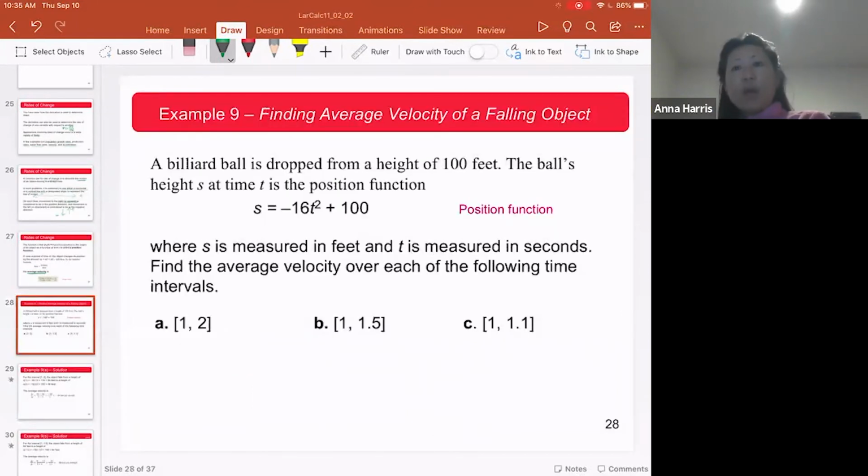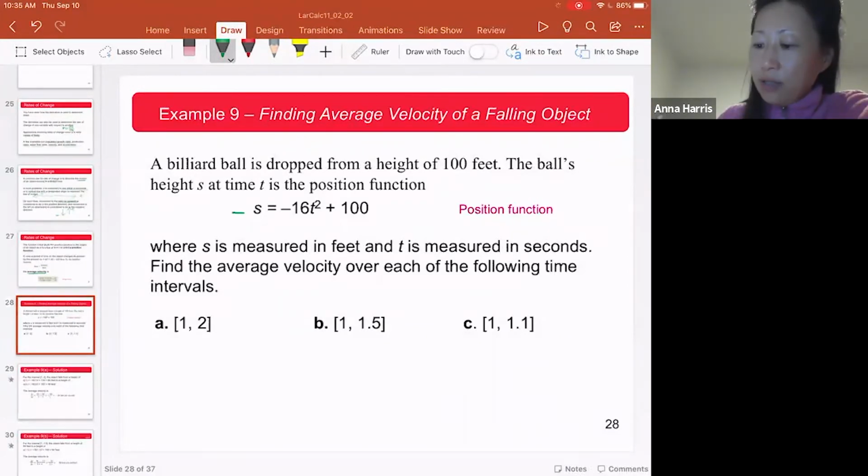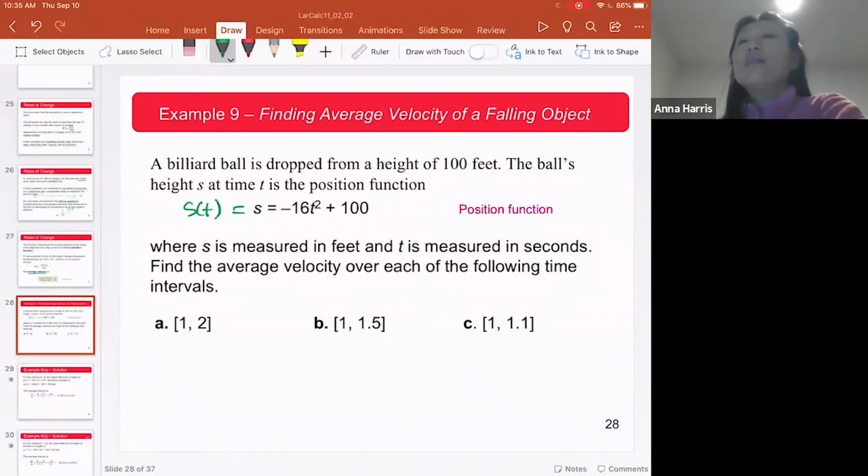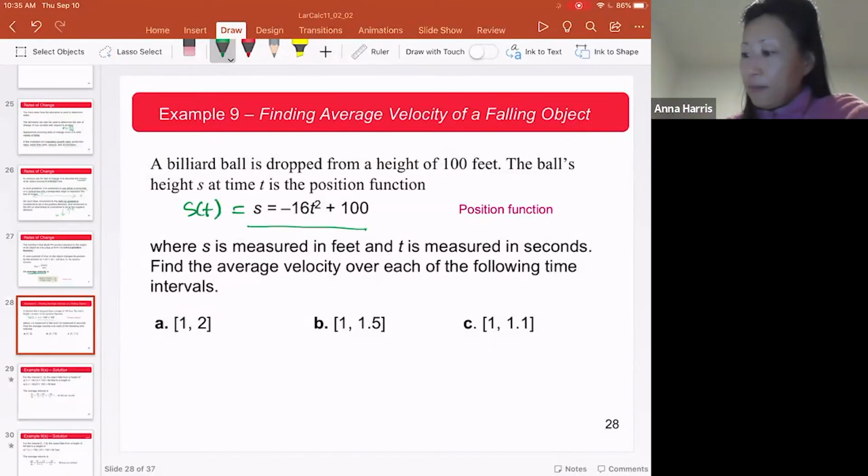So let's look at this problem. This is a position problem. I can rewrite this as S of t, a function of t: negative 16 t squared plus 100. This is a position function they gave you. A ball is dropped from a height of 100 feet.